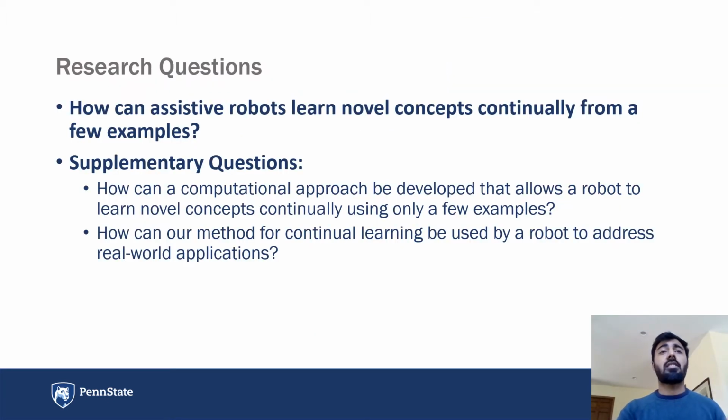So the research question that I try to answer in this research is, how can we create assistive robots that learn novel concepts continually from a few examples? And the research question leads to a couple of supplementary questions. First, how can I create a computational model that allows robots to learn concepts continually from a few examples? And secondly, how can this method then allow robots to perform real-world applications, such as assisting people with different tasks?